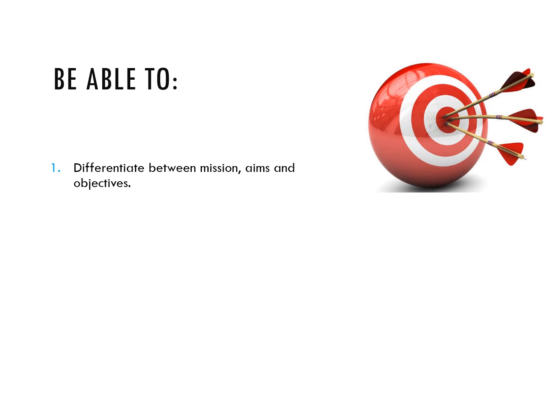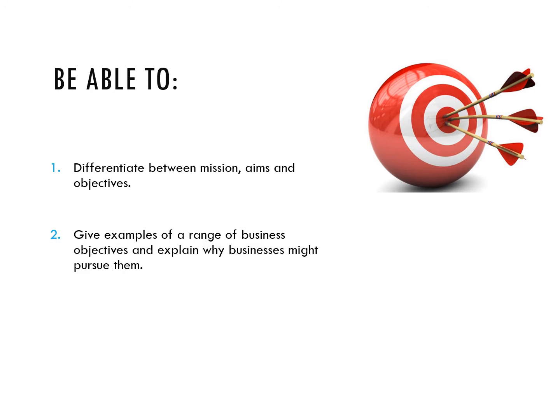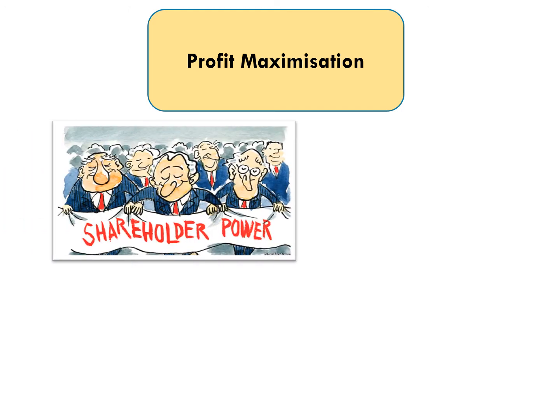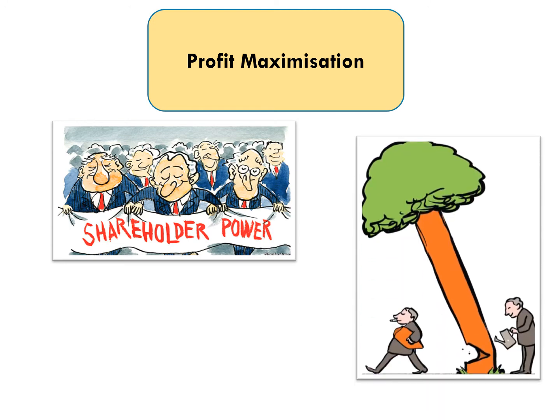So we've looked at missions, aims, and objectives. We're going to move on now, look at a range of different objectives a business might have. So the number one and most common business objective is to maximize profits, to generate the largest amount of profit possible. Why is that? It's because profit is really the reward for the entrepreneur, or the reward for the owners, perhaps the shareholders if it's a public limited company. And so what they get back compared to setting up the business, they want to maximize that.